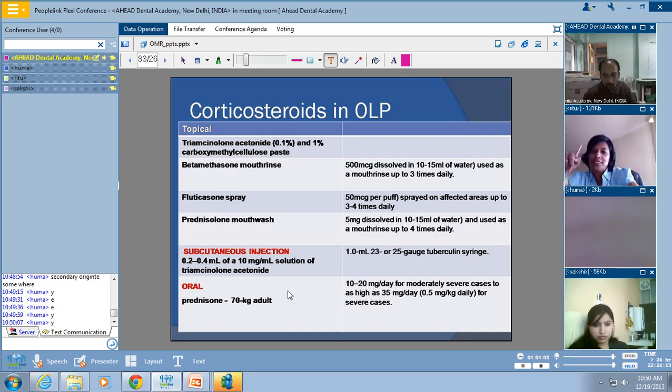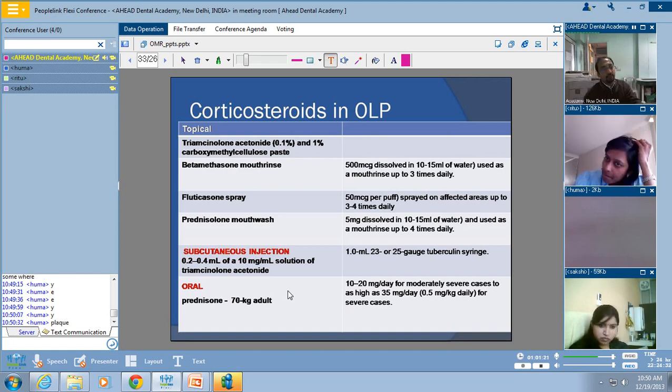If I ask you certain questions about oral lichen planus, which is the commonest type of oral lichen planus? Is it reticular, annular, plaque type, erosive, atrophic? Which subtype of lichen planus is the most commonly seen in oral patients? No, it is not plaque type. The correct answer is reticular type. The reticular type of lichen planus is the most common variety seen in the oral cavity, among all these six types of lichen planus.